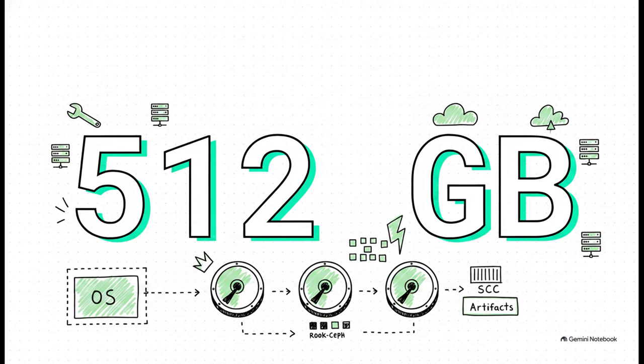And when it comes to storage size, 512 gigabytes is your absolute magic number. That is the baseline requirement for your OS drive, but also for your secondary Rook-Ceph data drive and your tertiary SCC artifact drive. And look, I literally cannot stress this enough. When you provision that OS drive, you have to ensure your Linux root file system is fully expanded to use the whole disk. Some default OS installs cap that root partition at 64 or 100 gigs. If you don't expand it, your deployment will 100% crash later when it simply runs out of space for container images. Don't let that happen to you.